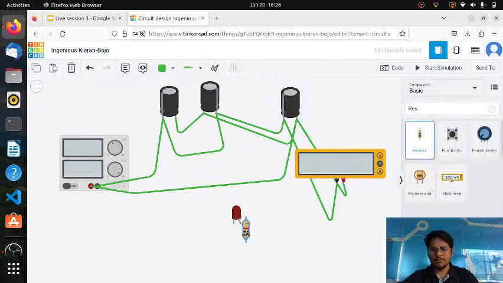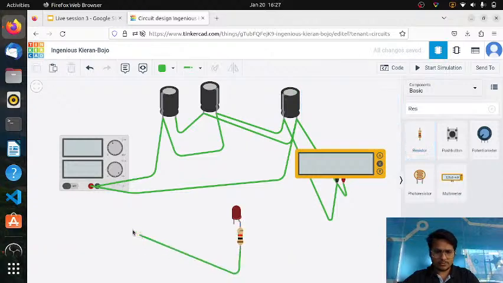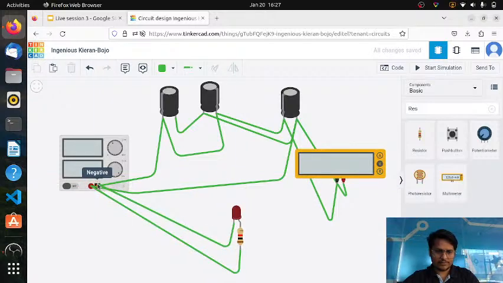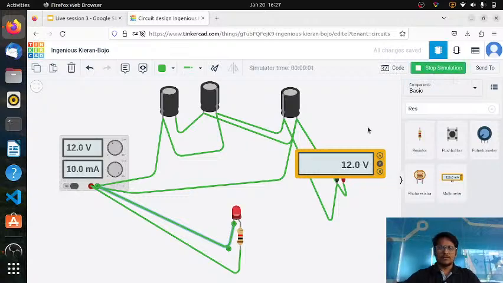Okay, so I have taken an LED and a resistor. Let me connect the 1 kilo ohm resistor to the power supply bench, and this minus I will connect to the minus. Okay, and now I'm going to turn on the simulation and just see what happens. So the LED is on, we are providing 12 volt, and now I'm going to turn off this power supply.